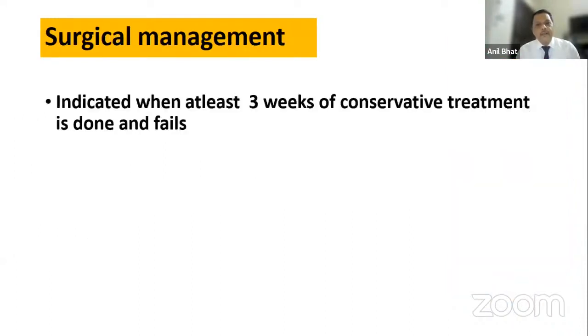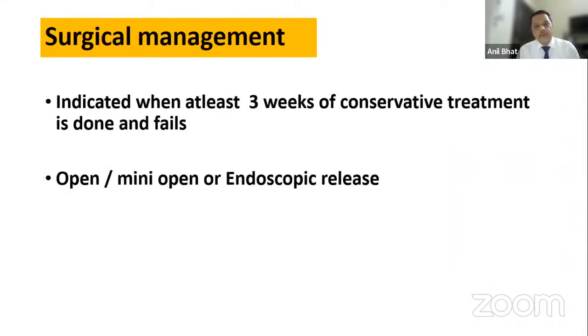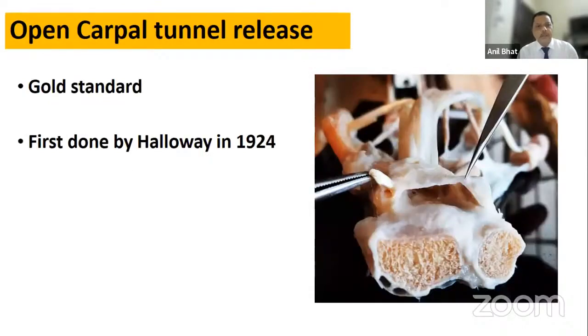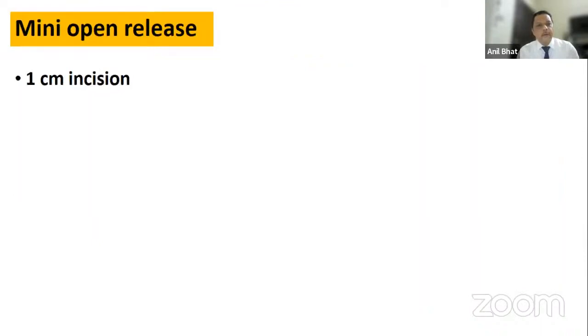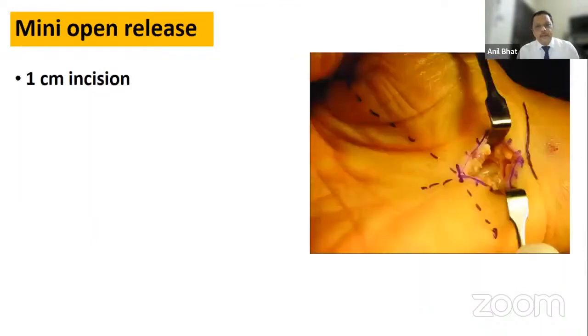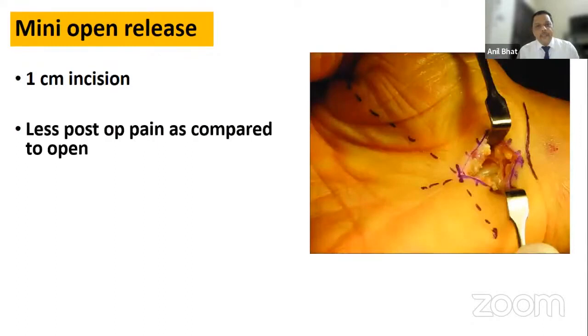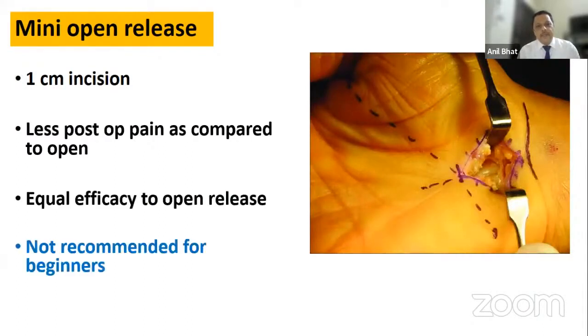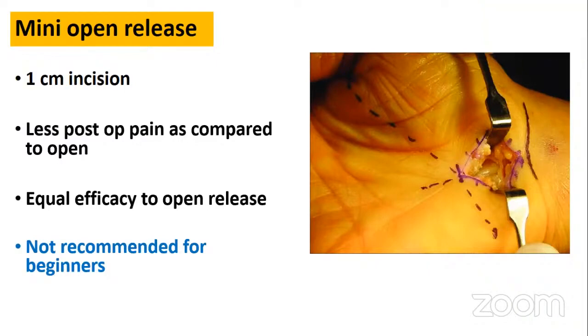At least 3 weeks of conservative management. Sometimes you can wait up to 3 months. Basically, we do either open, mini open, or endoscopic release. The gold standard, of course, is open carpal tunnel release, done either under local or a brachial block. A mini open is done with a 1 centimeter incision like this, with less post-op pain as compared to open, but they say equal efficacy. Definitely not recommended for beginners unless you know the anatomy really well and you have done enough open releases. Otherwise, there will sometimes be a lot of damage to the nerve itself.